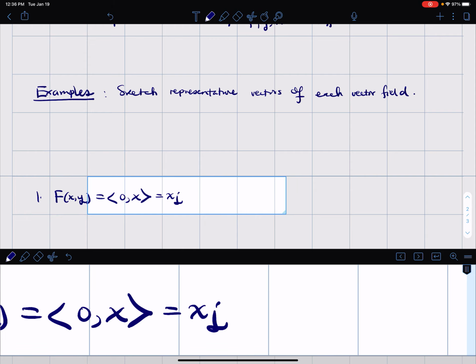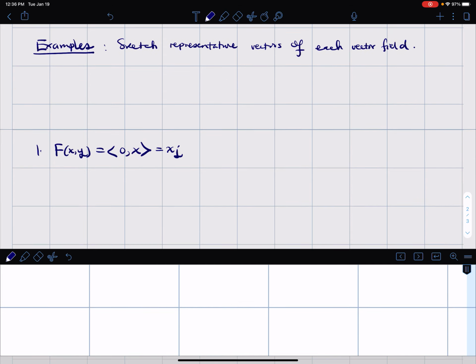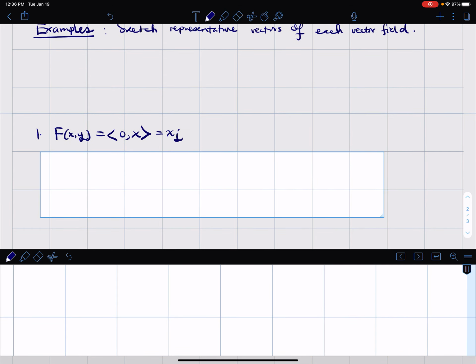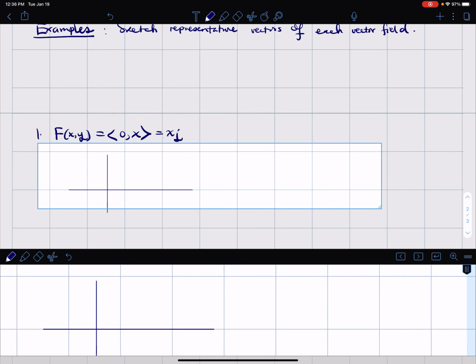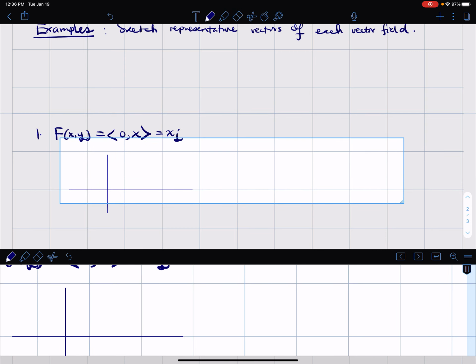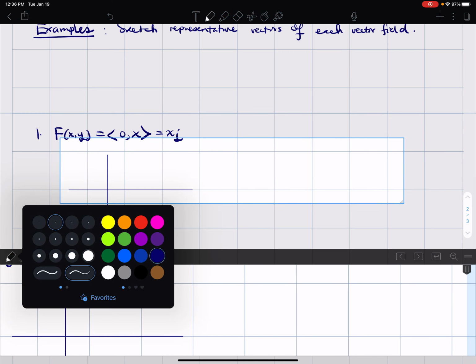All right, xj. So what does this mean? I want you to pay attention. So this vector field is in R2. So we have our y-axis and our x-axis. So if you have a vector, think about the vector, or let's pick a few points.